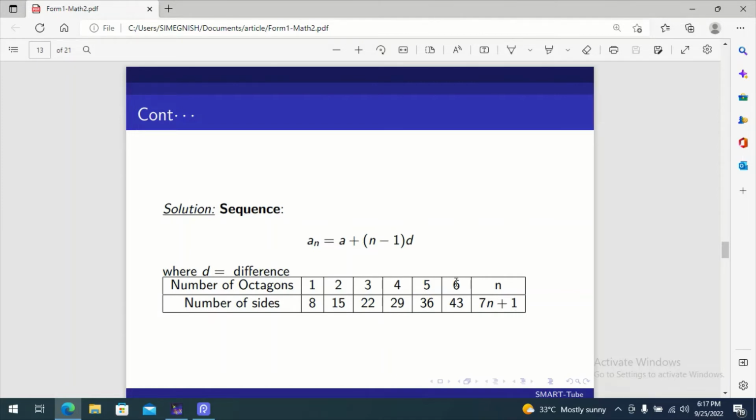What will happen if n is 6? 7 times 6 is 42 plus 1, which is 43. Or you can get it by adding 7 to 36, you will get 43. You can check for this one also. We have 8 plus n is 1, 1 minus 1 is 0, 0 times anything is 0, so we'll have 8. So this is how you tackle this question.